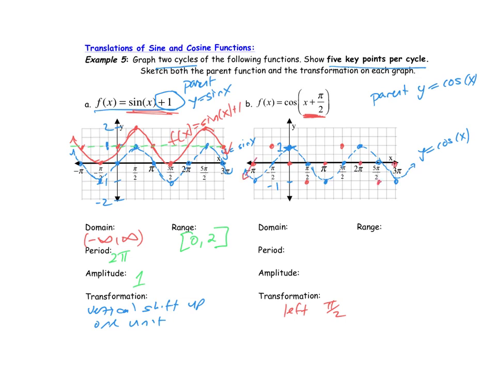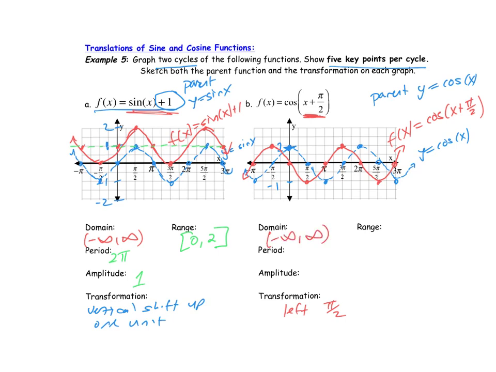So now I'm going to graph this function, which is f of x equals cosine of x plus pi over 2. And if you look at this graph, it's actually a graph of sine of x reflected in the x-axis as well. Okay, so the domain is all real numbers, negative infinity to infinity.